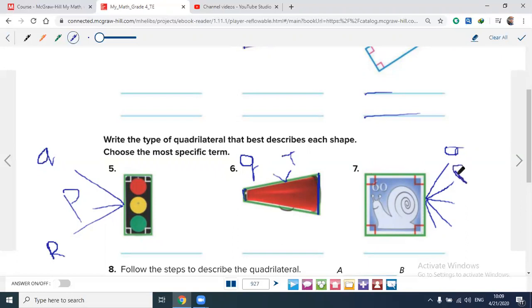Parallelogram, because each pair of sides is parallel and equal. I can also name it a rectangle, with four right angles. I can name it a rhombus because it has four sides of equal length, and a square because it has four equal sides and four right angles. But which one is most specific? The most specific for this shape is square.